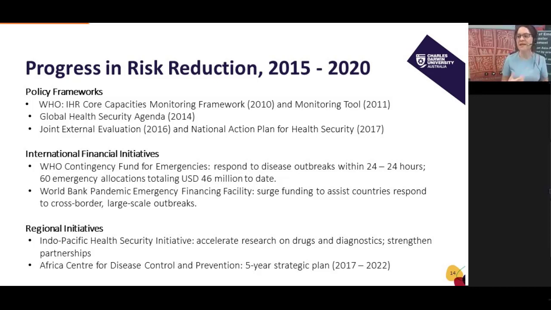And we also had the National Action Plan for Health Security. So once countries identified what their risks were, then they could look at financing through domestic resources.